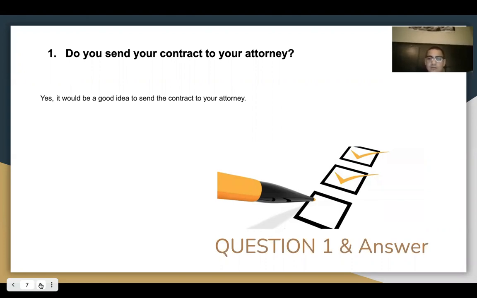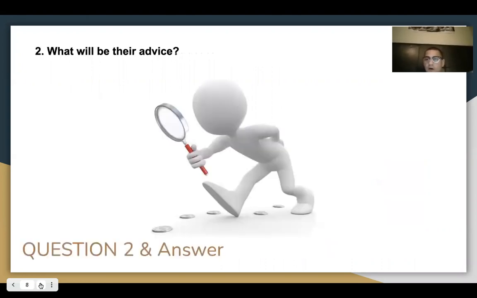Next question. What will their advice be? The attorney's advice could be that the contract needs to be revised and edited before any official arrangements are made. It's also important that the attorneys of the firm and the attorney of the owner meet and come to an agreement and go over the revisions with both parties. Next slide.